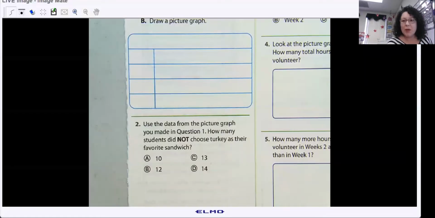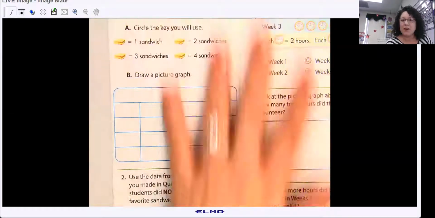Math Magicians. You guys have a math test tomorrow. So today we are going to do the review page. You should be in your book on page 279. And just like we always do, we're going to go through the directions first.